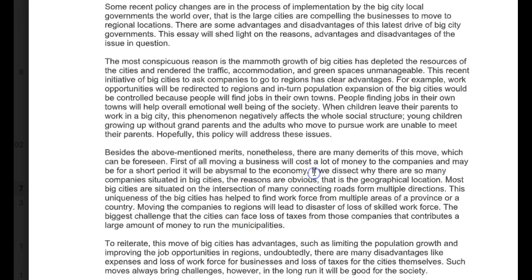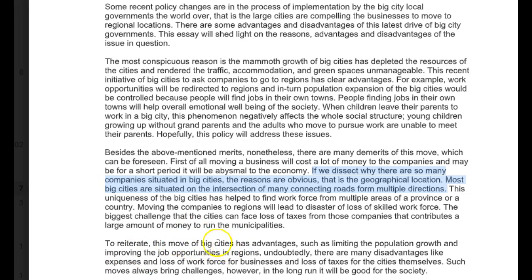Okay, so I didn't really care for this section here. I think it didn't belong. It felt off topic. I know you had said in your introduction that you were going to discuss the reasons, but it felt really irrelevant, like it just didn't belong in this paragraph. Okay? So to reiterate, "this move of big cities," again, "this move of big cities," that doesn't make sense.